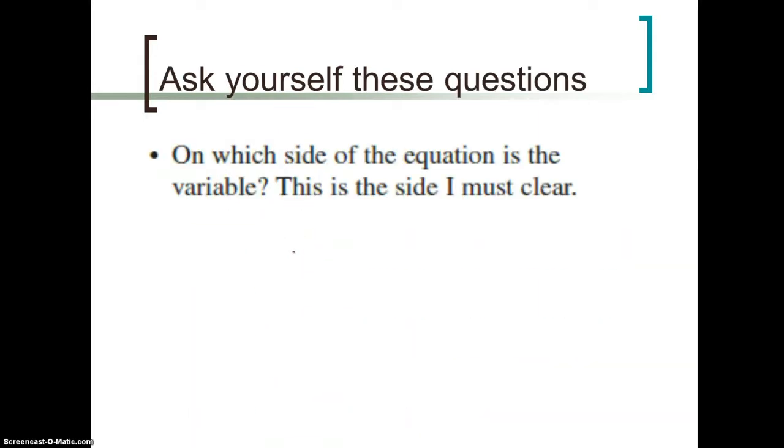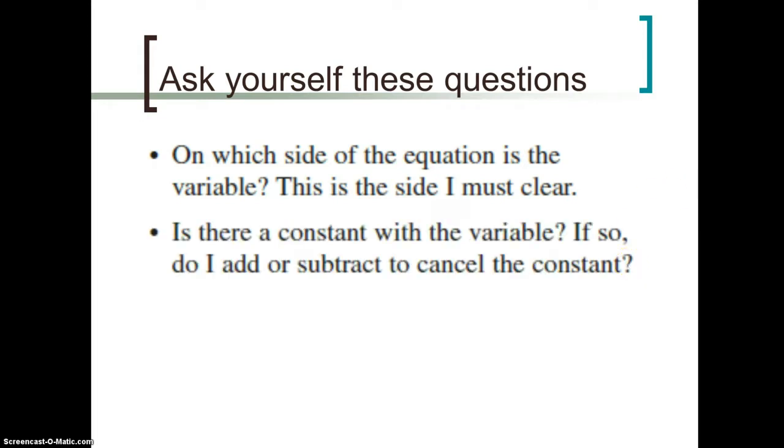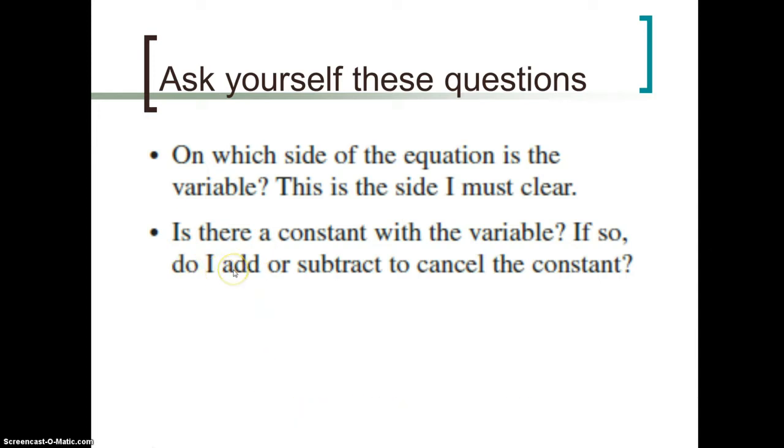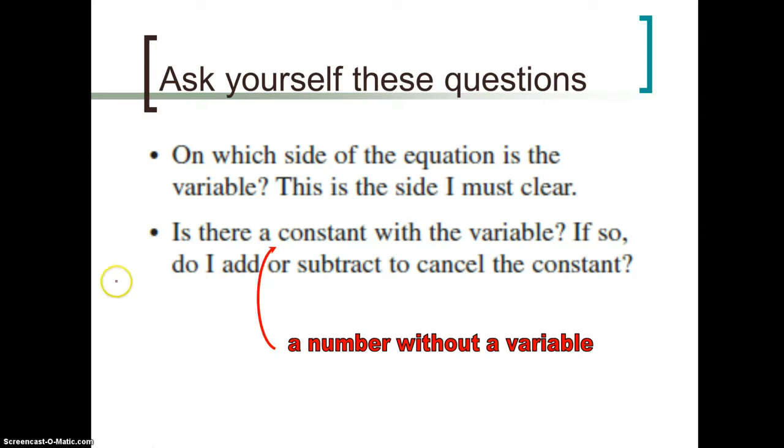Ask yourself these questions as you're working through the problems. On which side of the equation is the variable? This is the side I must clear. Always look for the variable. That's where you start. Is there a constant with the variable? Remember, a constant is a number without a variable. Just to give you a quick example, that would be like 2 plus x. The constant would be the 2.